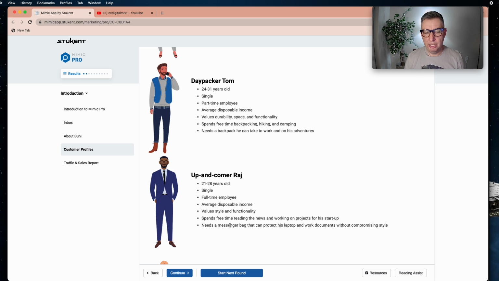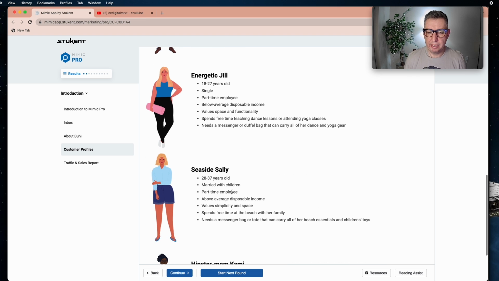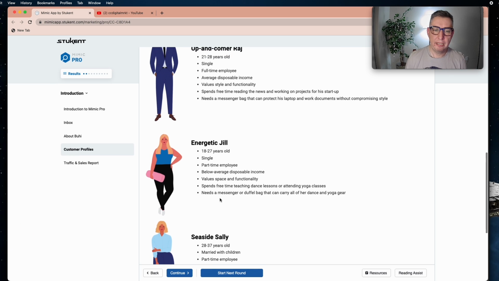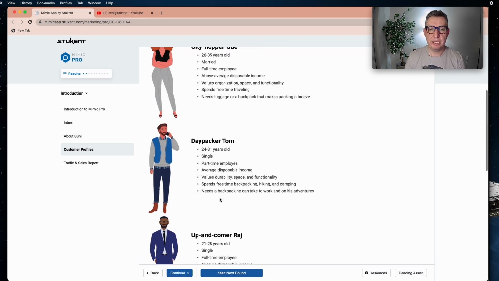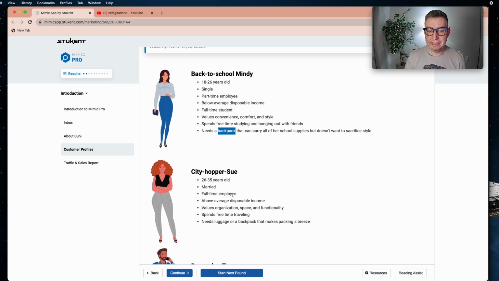Like Raj, he's looking for a messenger bag. Jill, the same thing. Sally is looking for a messenger as well, right? She's not looking for a backpack, so it doesn't make sense to take information from this customer persona. What makes sense is to look for those who are looking for a backpack, like Mindy or Sue. They are looking for a backpack. Expressly, they are saying, hey, I want to buy a backpack that fits my needs. So I'm going to take these 2 different customer personas to see how I can adjust my previous advertisement, and try to improve it.